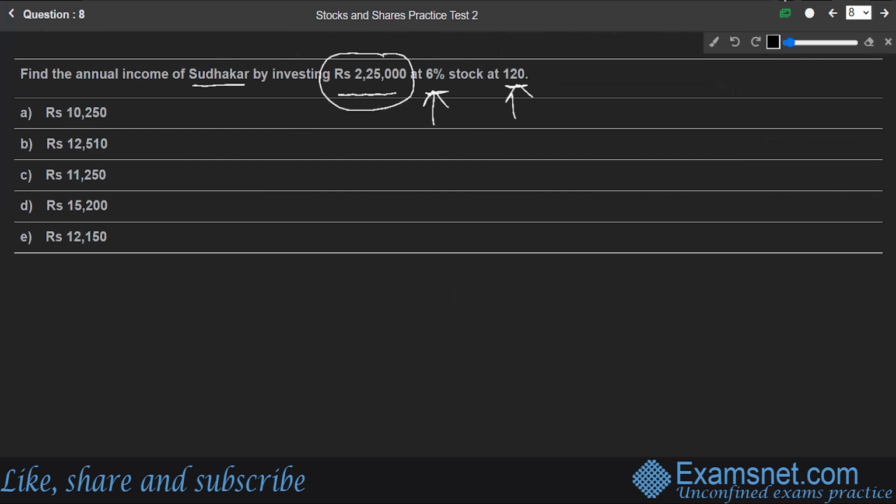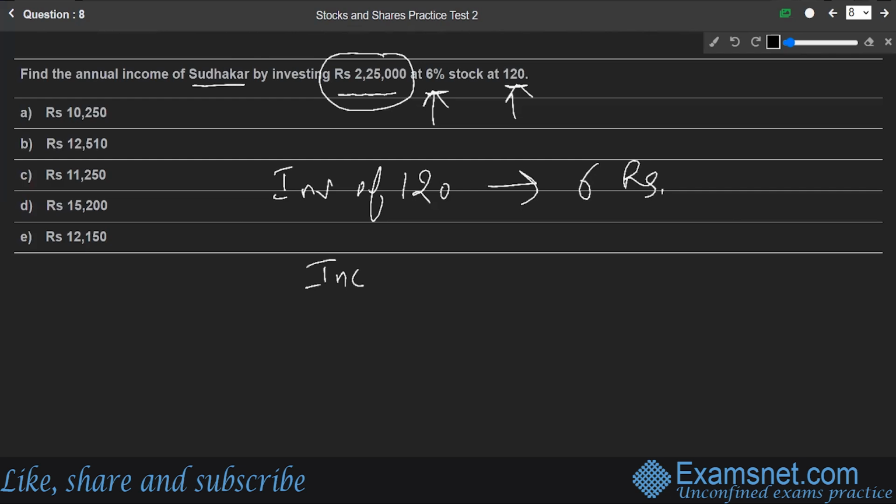6% is the dividend that he will pay, and it is available at 120. So clearly this states that the market value of each share is 120 rupees and it is fetching how much? 6% of the face value, that is 6 rupees. So we can clearly write, investment of rupees 120 will fetch how much? 6 rupees.